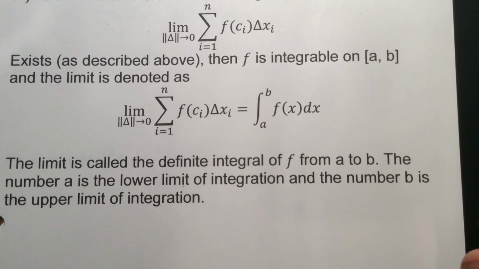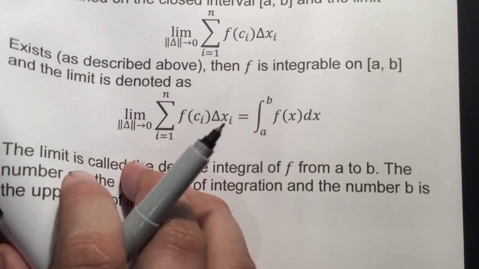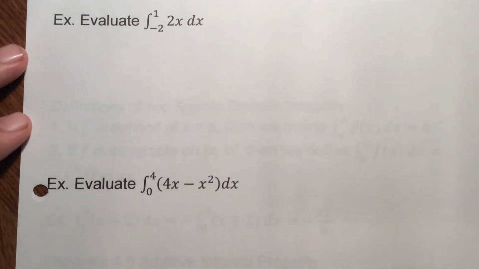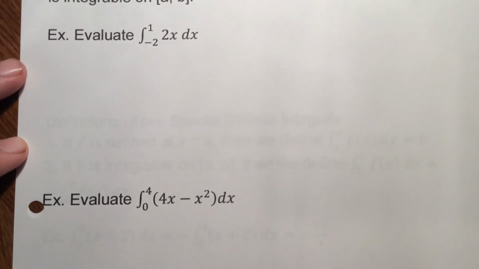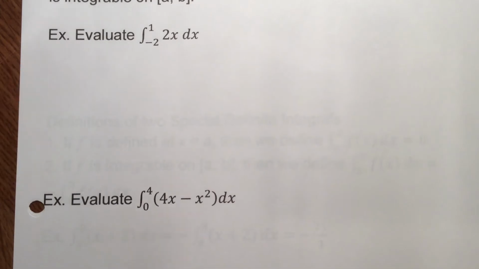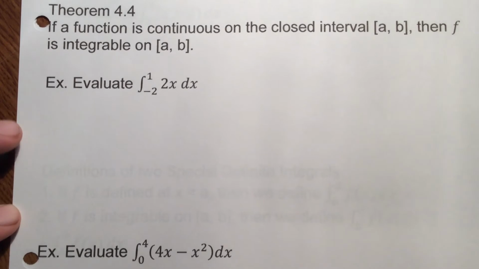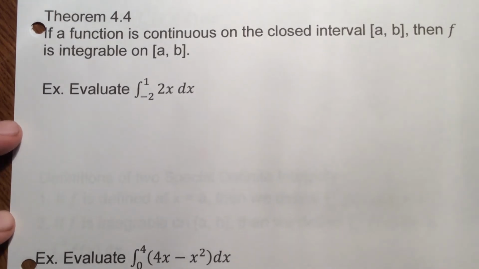And if you're mad at me for making you do the long way, again, sorry, but it's a good way to kind of see where you're going from. It makes you appreciate the shortcut that much more. So here's how this is going to work. Theorem 4.4: if a function is continuous on a closed interval [a, b], then f is integrable on [a, b]. So long story short is, as long as there's no gaps, jumps, skips, anything like that, we're going to be able to find the integral.